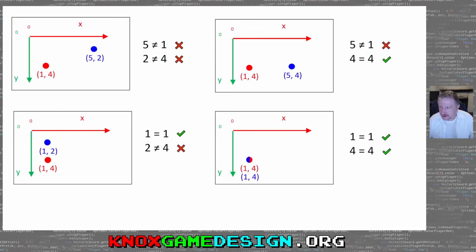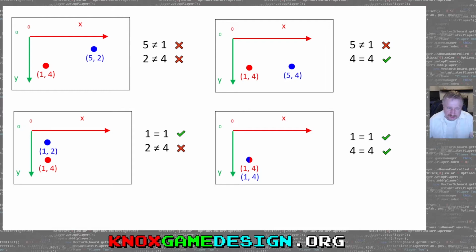So here's some examples. This is pretty common sense, but just to make sure we're all on the same page, in the top left corner, we got points 5, 2, and 1, 4. So 5 doesn't equal 1, and 2 doesn't equal 4, so they don't collide. In the upper right-hand corner, we got points 1, 4, and 5, 4. So the x's don't match, but the y's match. They both have to match, so it doesn't collide.